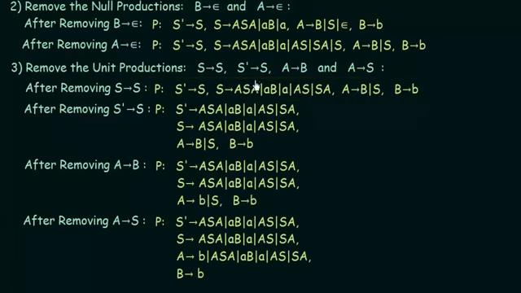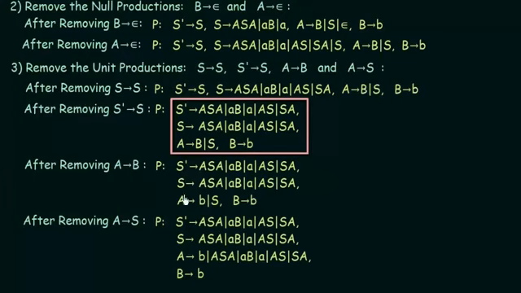Okay, so we are done with this, and now the third one we have to remove is A gives B. In order to remove A gives B, let us check the latest production that we have, which is this one. What can I replace B with? We see that B is giving small b, so I will replace A gives B with A gives small b.